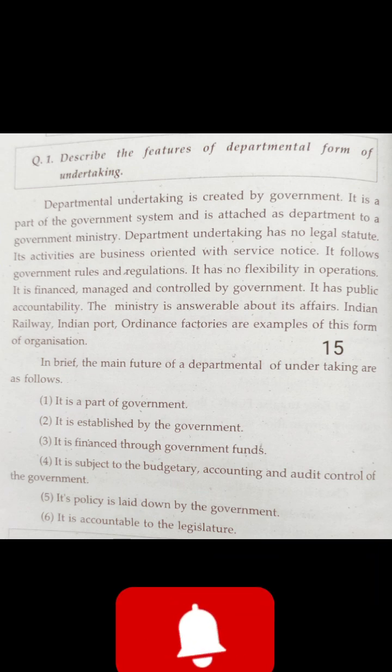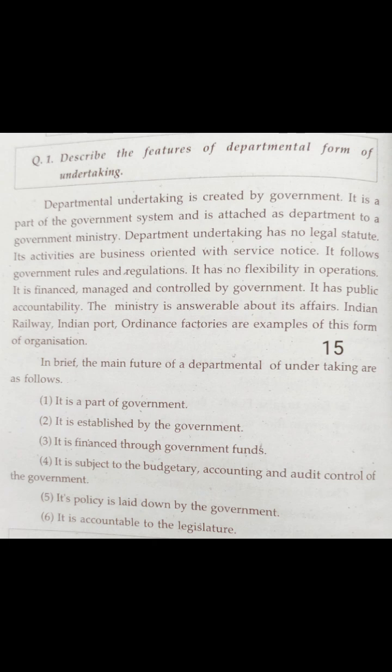Next question. Describe the features of departmental form of undertaking. Answer. Departmental undertaking is created by the government. It is a part of the government system and is attached as a department to a government ministry. Departmental undertaking has no separate legal status. Its activities are business oriented with service motive. It follows government rules and regulations.